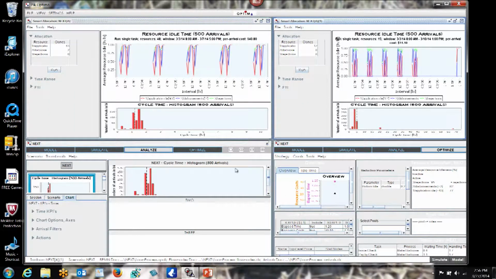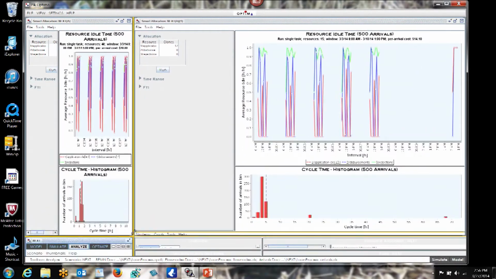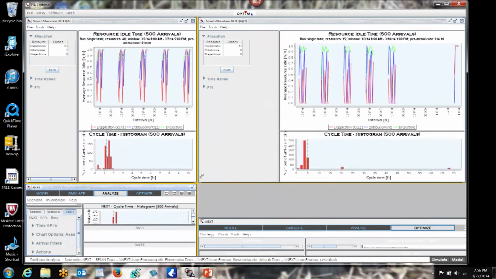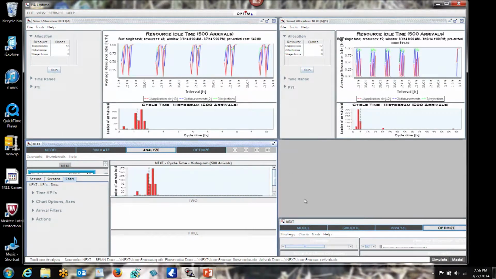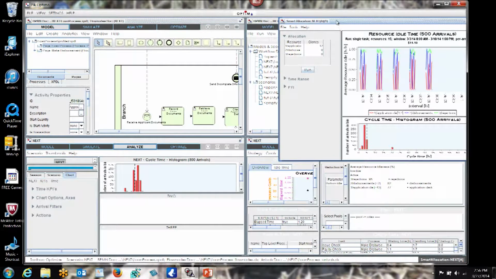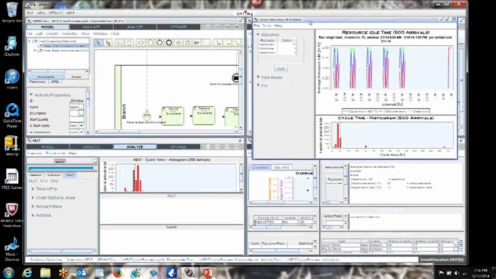And so now we have a chart which depicts resource utilization and tells us that our per arrival cost has dropped to $14.10. So we have accomplished something, but we have some issues with what that looks like. I'll just take a look at it again. I'll point out the issues.